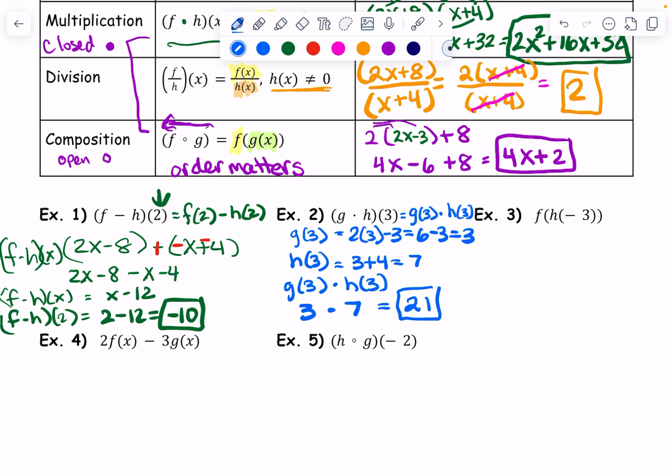And I'm not going to show you that it works both ways. It's up to you if you would like to look at it the other way.